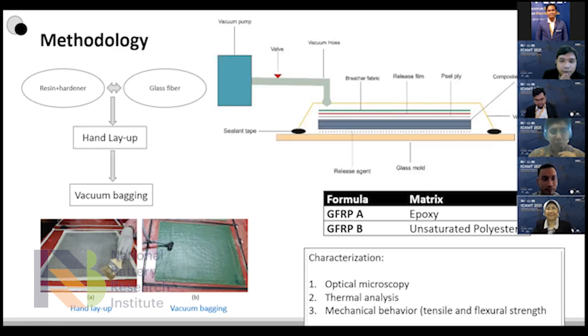The subsequent step is to characterize the resulting materials with three types of characterization techniques, which include optical microscope observation, thermal analysis, and mechanical behavior, composed of two major properties, tensile and flexural strength. So basically, we developed two glass fiber reinforced plastics using two types of matrix materials. First is epoxy. The second one is derived from unsaturated polyester.